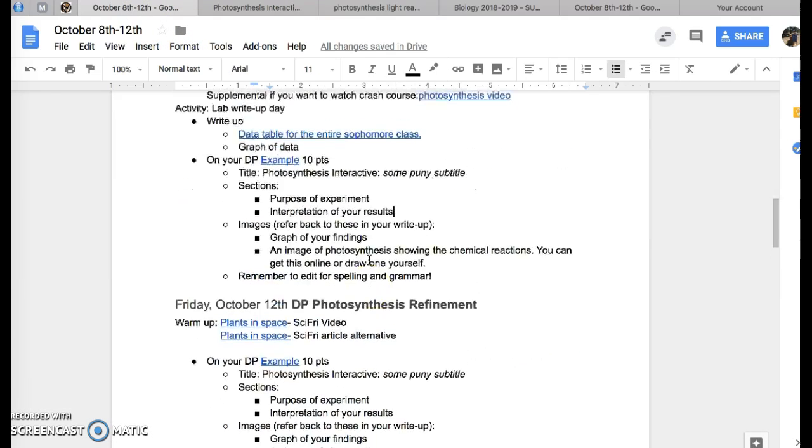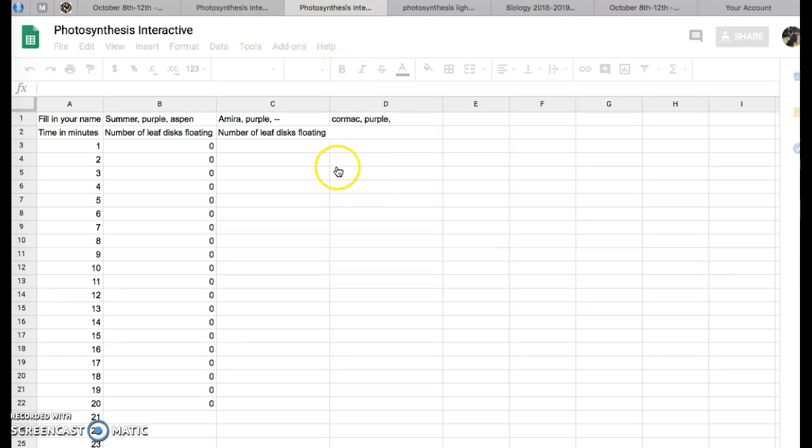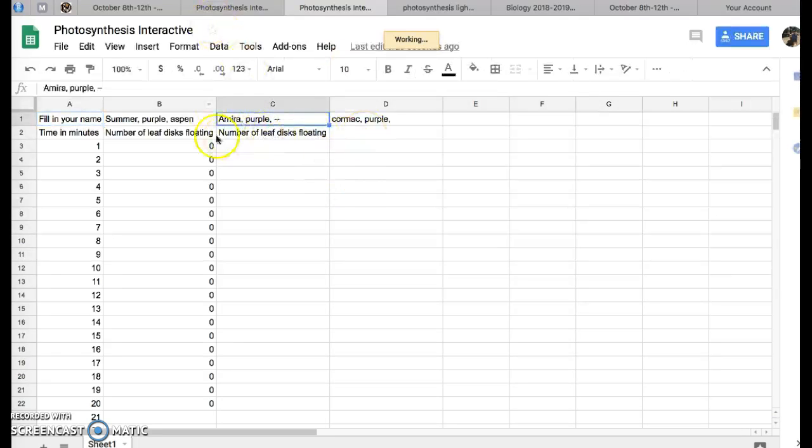So let's go over some of the things that you'll be working on today. We're going to have a lab write-up. This is the link to the data sheet right here. So this links you straight to here, and this is where you're going to be entering your data. I'll clear this out when I'm all done, so you'll have a fresh place to start. If you see someone's already working in a column, just go over a column. Don't mess with anyone else's data.